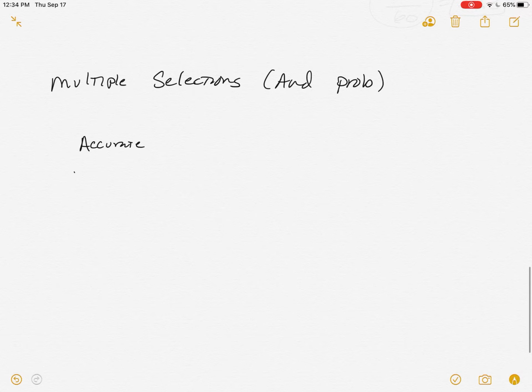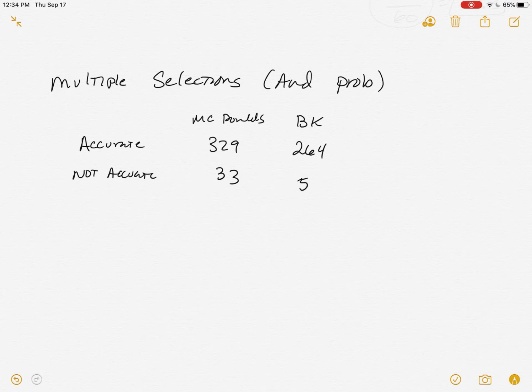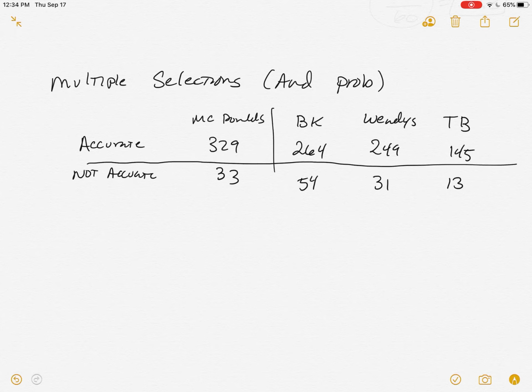So here's one that they have, and I'll try to put it out here as quickly as possible. Accurate, not accurate. And we have McDonald's, 329 and 33, Burger King, 264 and 54, Wendy's, 249 and 31, and Taco Bell, 145 and 13. So these are drive-through orders, and whether the orders were accurate or not. And so they're going to ask us this type of question. Now they can still ask us the "or" probabilities, but I'm going to go to the "and" probabilities.